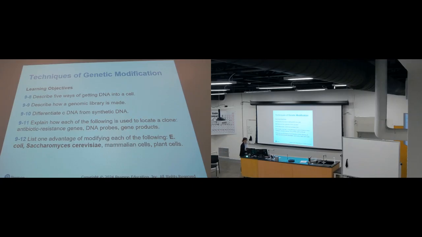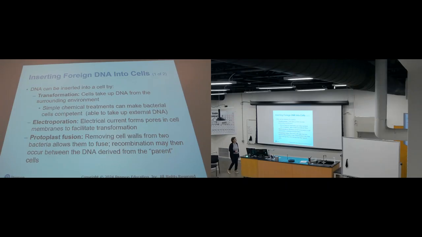Okay, now let's move into techniques of genetic modification. We're going to see five ways of getting DNA into a cell. We're going to describe how genomic libraries are made, and we're going to differentiate cDNA from synthetic DNA. We're going to explain how to locate a clone, how to probe DNA and gene products. And we're going to see an example of using certain cells like E. coli, Saccharomyces cerevisiae, mammalian cells, and plant cells when it comes to cloning. We're going to see the advantages.